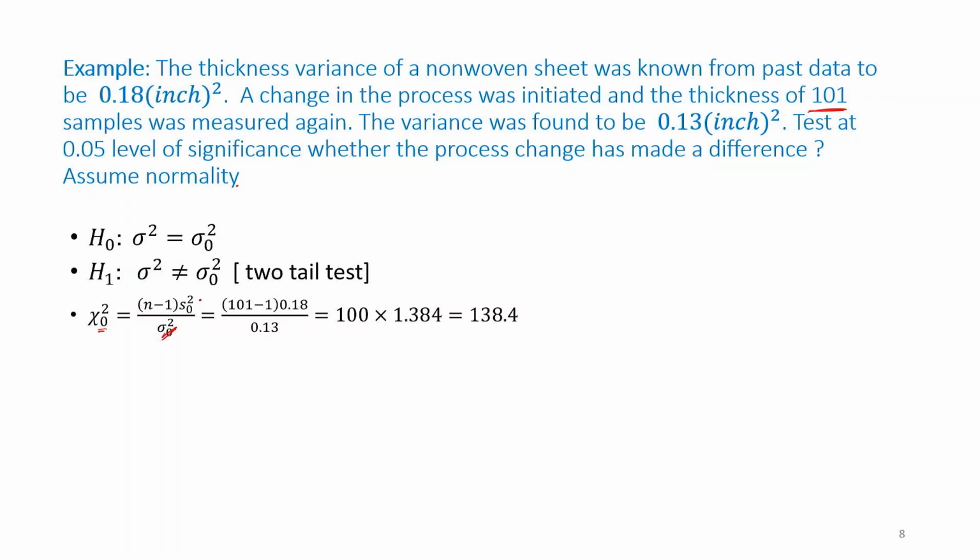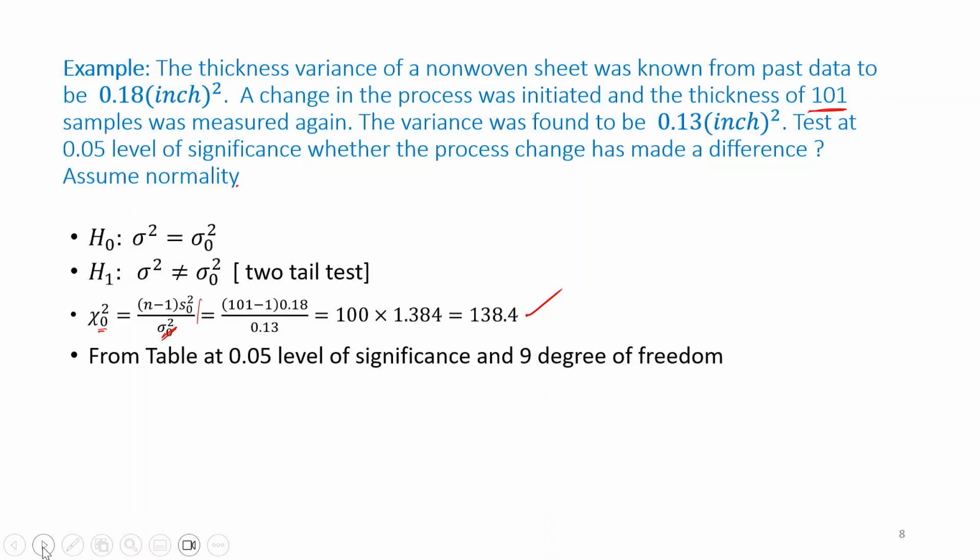So this is the formula. We apply the values, we get a figure which is 138.4 chi-square value. And now we have to consult the chi-square table, level of significance 0.05. But the degrees of freedom is not, this will be 100, because it is n minus 1. N is 101, and therefore the degrees of freedom is going to be 101 minus 1, that is 100.